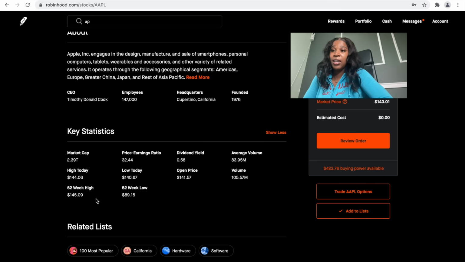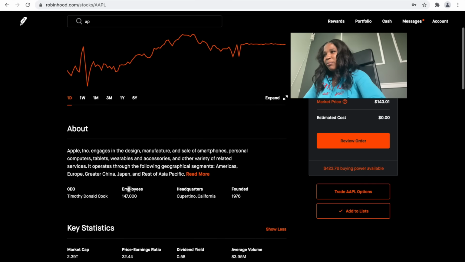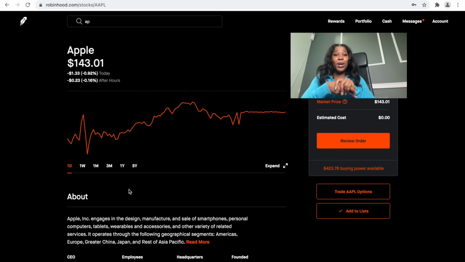I personally had it going to 144, but I could see in an earnings rally it can shoot right past that and make a new all-time high. Its 52-week low has been $89.15. Do keep in mind, though, Apple had a stock split last year, 2020, so these prices are adjusted to the stock split.